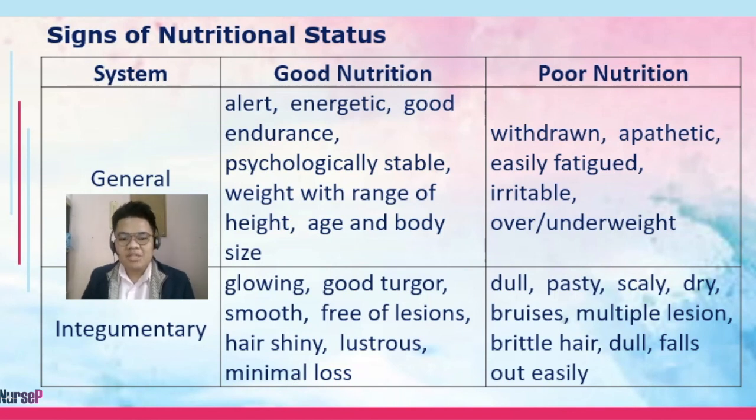On the other hand, in the integumentary system, it would appear to have good skin turgor if it is good nutrition. The hair may be shiny, lustrous, and then there is minimal loss. So take note that even if the nutrition is good, minimal loss of hair is considered to be normal. On the other hand, the patient may appear to be dull, pasty, scaly, and dry related to the lack of fluids, or the patient may have bruises due to the lack of clotting factors. So remember, your clotting factors are also processed or derived by the liver from the macronutrients that we are taking. So if the patient would have problems related to the clotting factors, multiple lesions may also appear. The health of the hair is also dependent on the protein intake of your patient. So if the patient is having poor nutrition, brittle hair may be expected.